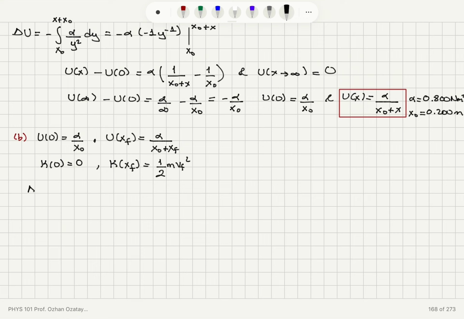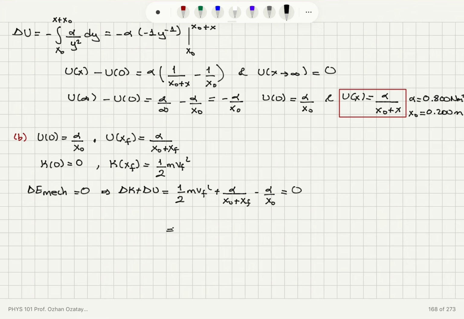In this process, the change in the mechanical energy is 0 because we only have conservative forces acting on the system. Therefore, delta K plus delta U is equal to 1 over 2 m v final squared, K final minus K initial, plus alpha divided by x0 plus x final minus alpha over x0 equals 0.